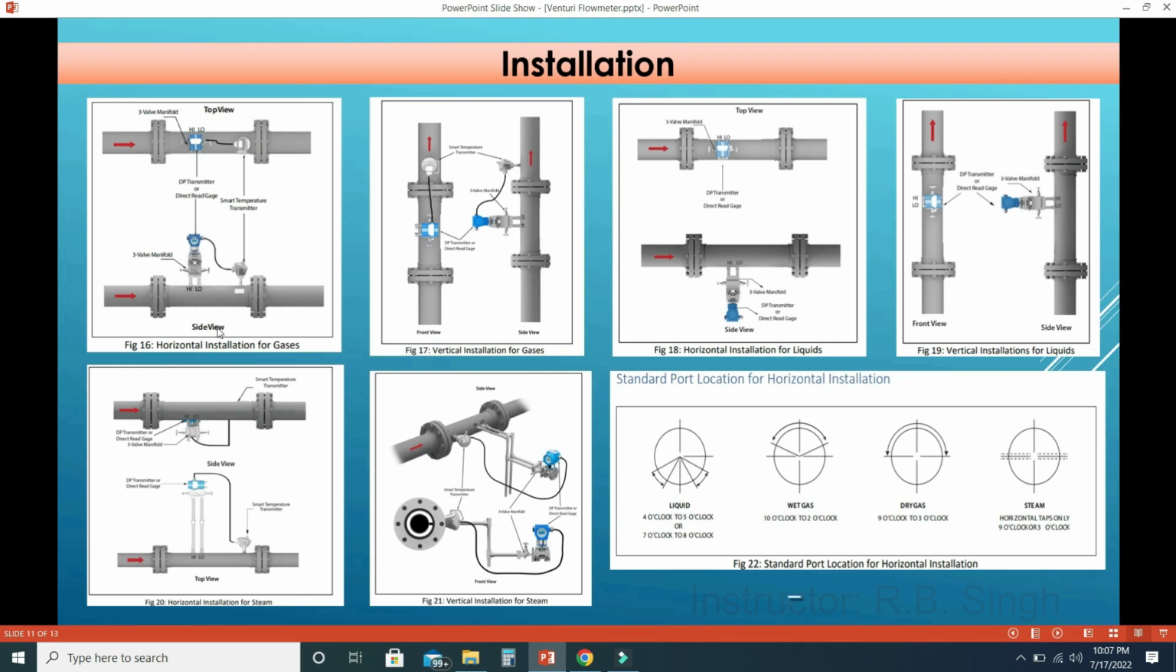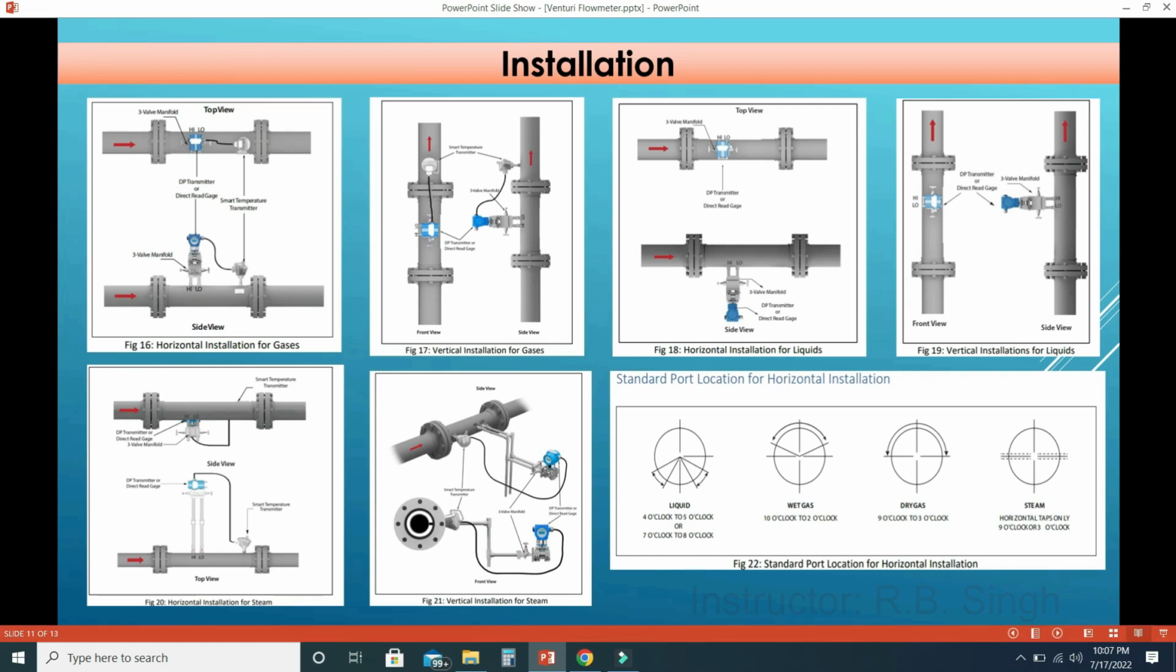So here this is the side view, this is the horizontal installation of gases. So you can see that the upside tapping is considered for the transmitter. This blue color is the DP transmitter, and this is the three-way valve manifold. So basically this is the representation only, this is not the actual drawing.